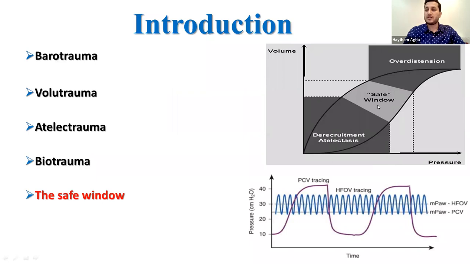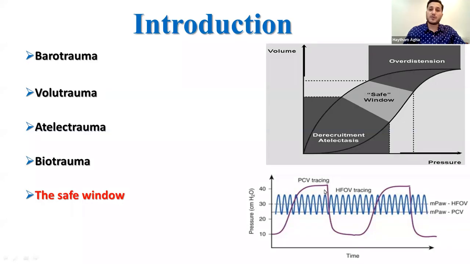This safe window is our target of ventilation, either by conventional mechanical ventilation or other modes of mechanical ventilation. But a further increase of pressure makes over distension, and in this zone also, the lung is less compliant and more liable to injury. So if we apply the conventional mechanical ventilation to the high frequency mechanical ventilation, we'll see that in high frequency ventilation, there is less variation between the maximum and minimum points of inflation, unlike the conventional mechanical ventilation.